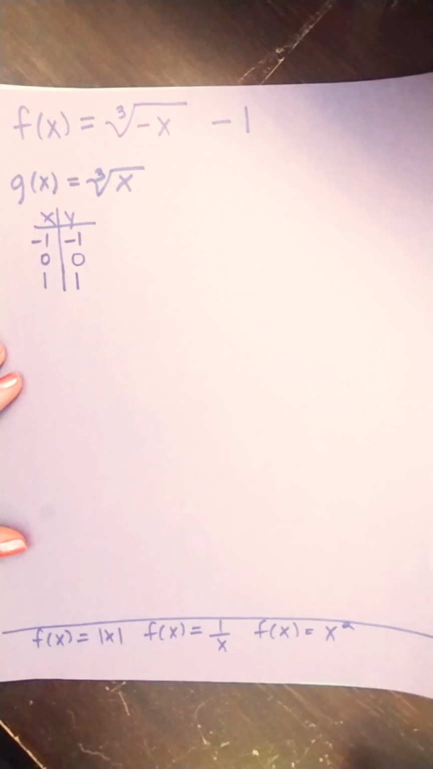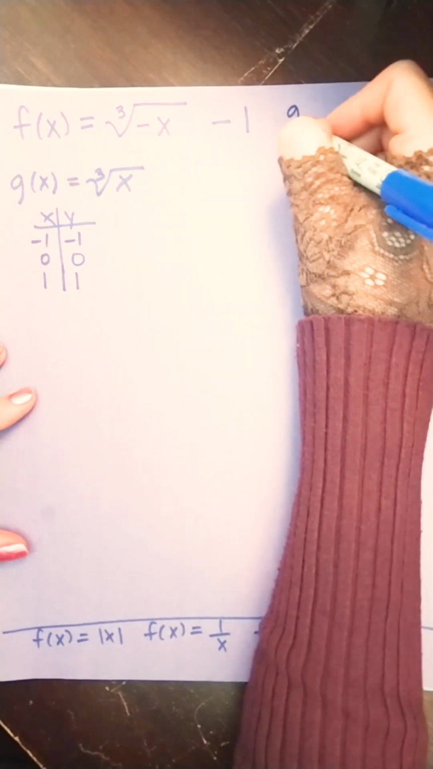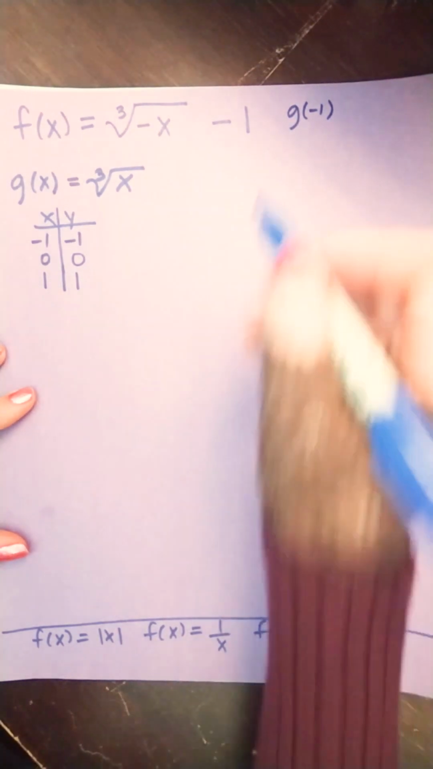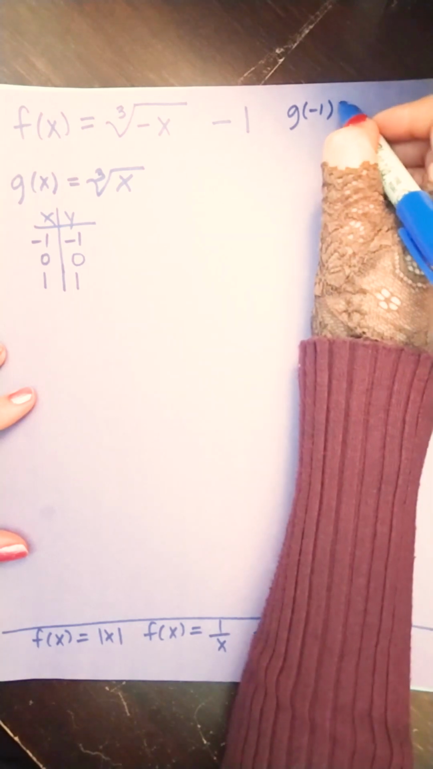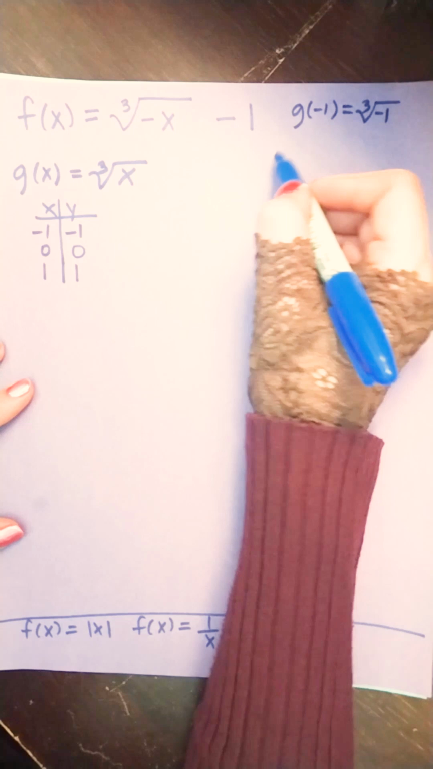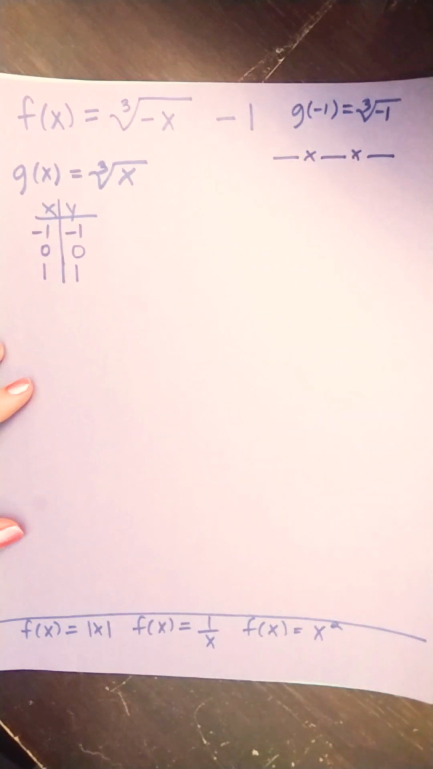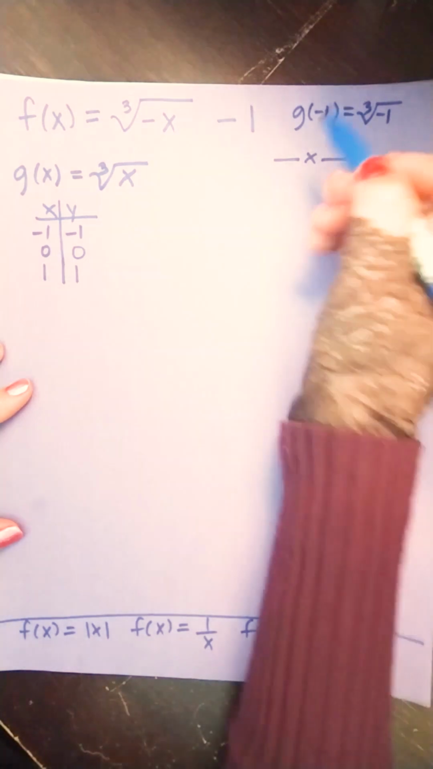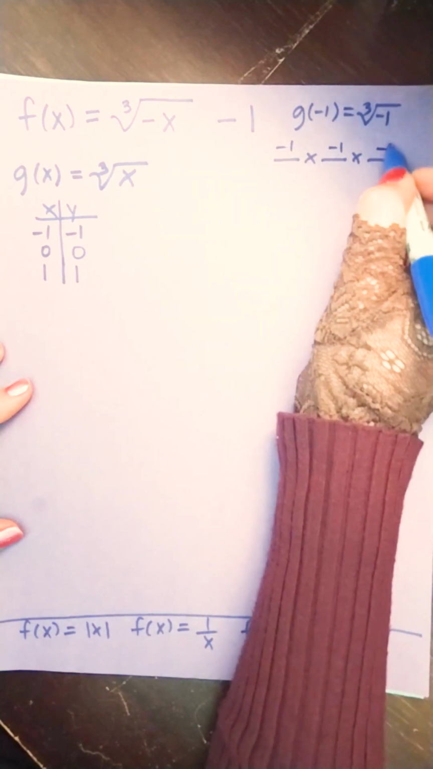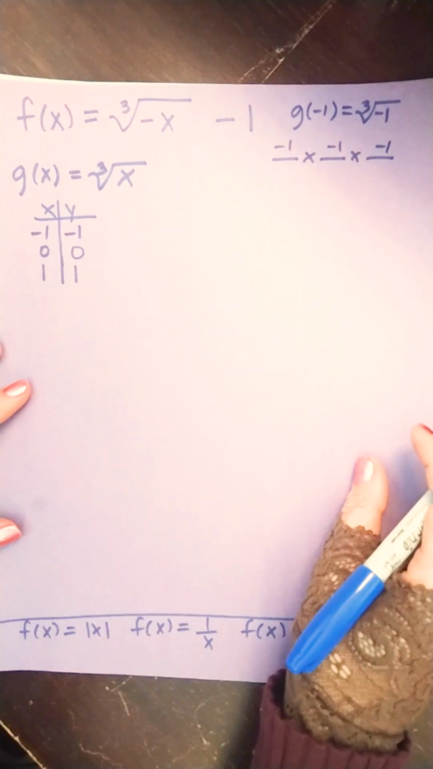With the cube root, say, for example, we're finding g of negative 1, so we're trying to find the cube root of negative 1. We're asking ourselves, what times what times what will get us negative 1? It has to be the same number, and that would be negative 1 times negative 1 times negative 1. Therefore, the cube root of negative 1 is negative 1. And that's how you find the cube root.